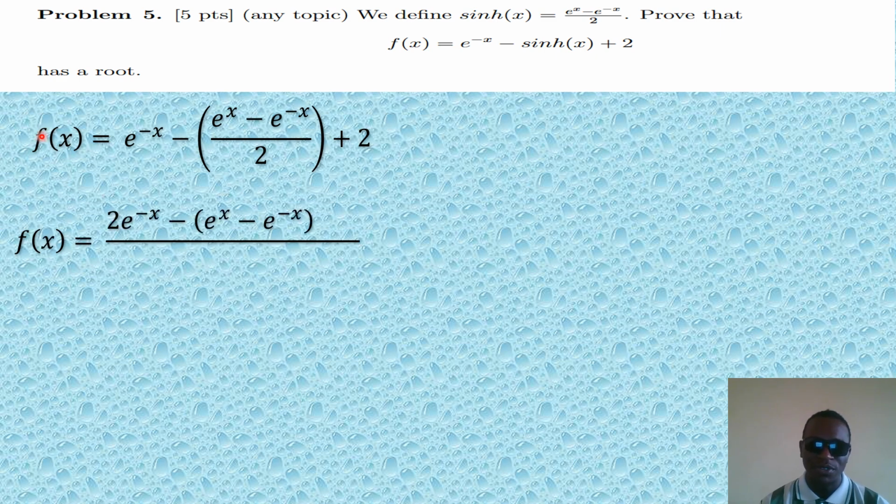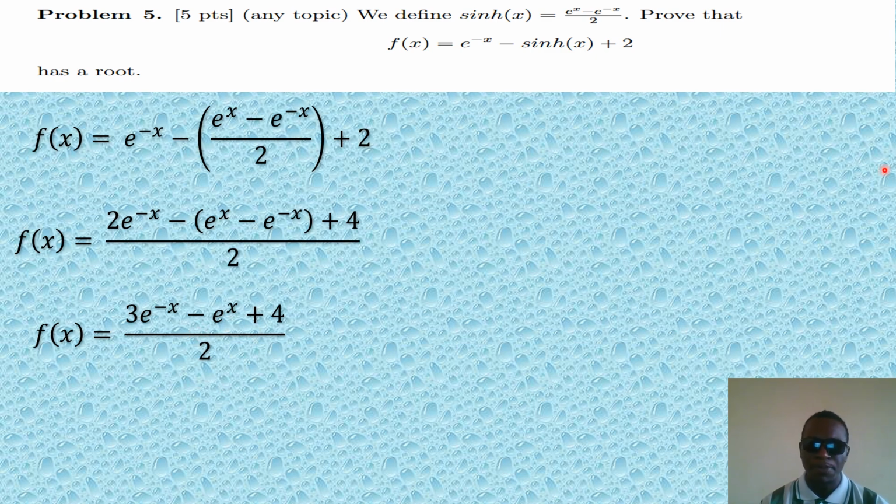F of x, to simplify this, I have to just take 2 as the common denominator. So this one, I can multiply by 2 and divide by 2, and multiply this by 2 and divide by 2, so that I will have a common denominator and you have what you have in the numerator there. So f of x is also equal to 3 exponential of minus x minus exponential of x plus 4 divided by 2.